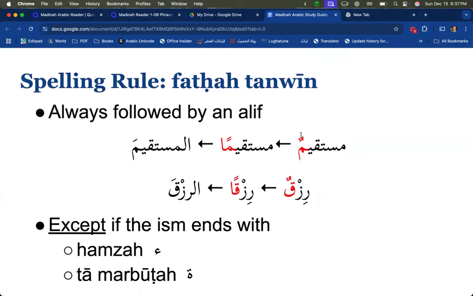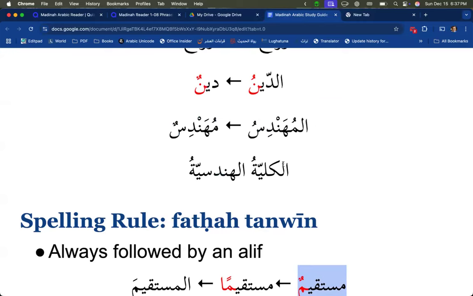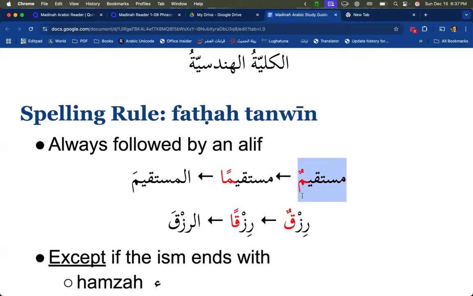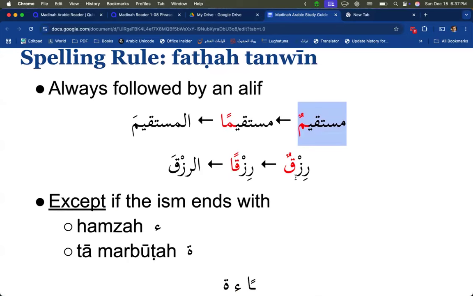Okay. Spelling rule. I'll just remind you. So mustaqimun or babun, right? Let's do an easy one. So let's do rizqun. Everybody understand rizqun? Rizq? Okay. When rizqun is majroor, it will become rizqin. But when it's mansub, it will get an alif at the end. Rizqan. That's just a spelling rule. It has nothing else going on.